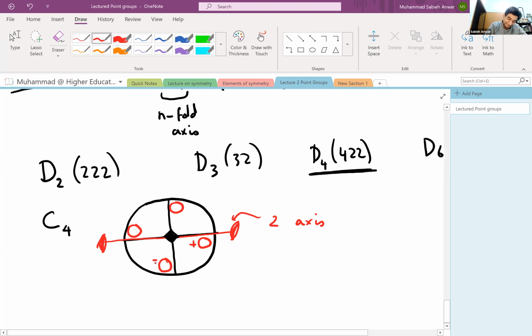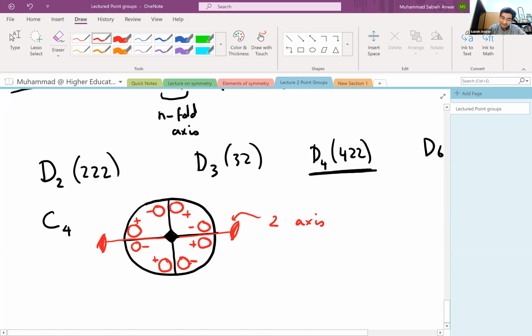Got it? Now what would this twofold axis of rotation do? This twofold axis of rotation will take all of these points and rotate, twist them about this twofold axis of rotation. Something that is above goes below. This goes here. This goes here. This goes here.